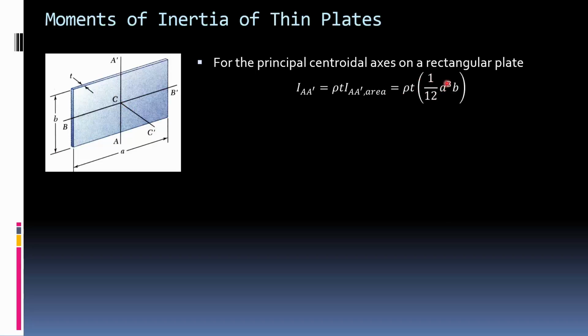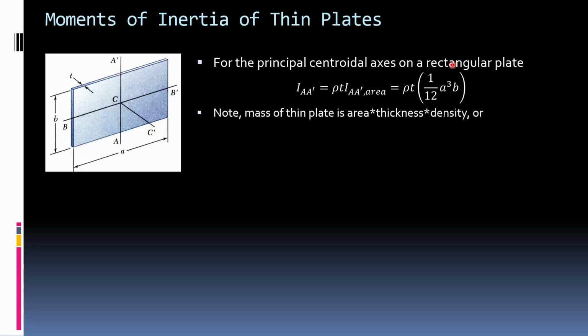So 1/12 a cubed b. So the mass moment of inertia of this thin plate is rho times t times the area moment of inertia, which is rho times t times 1/12 b h cubed. Okay, but we're going to go past that. This is absolutely correct. This is accurate. This is all good. But it's not overly helpful, right?